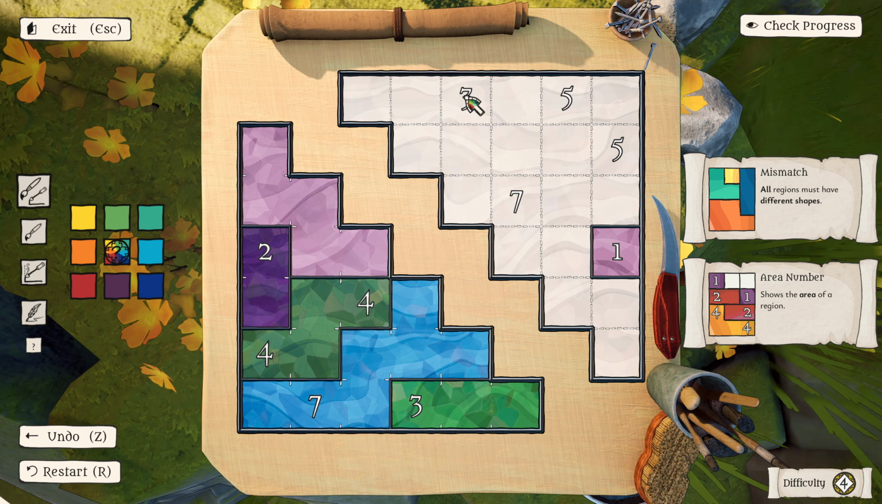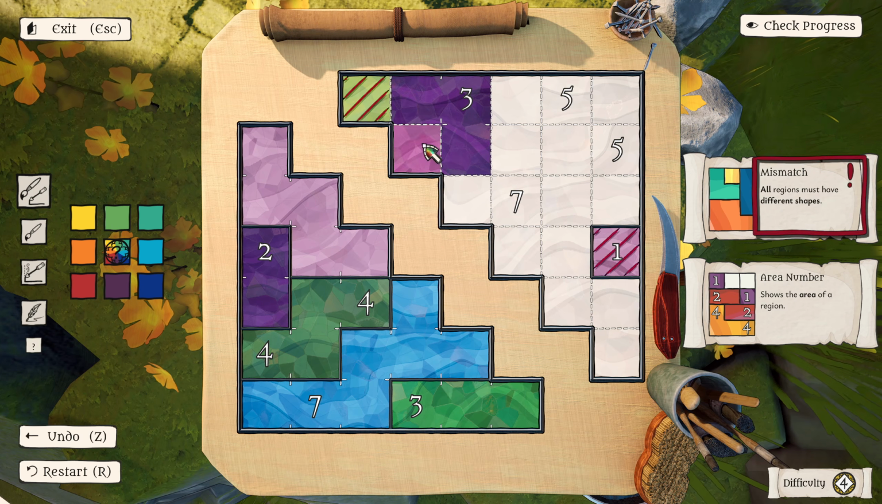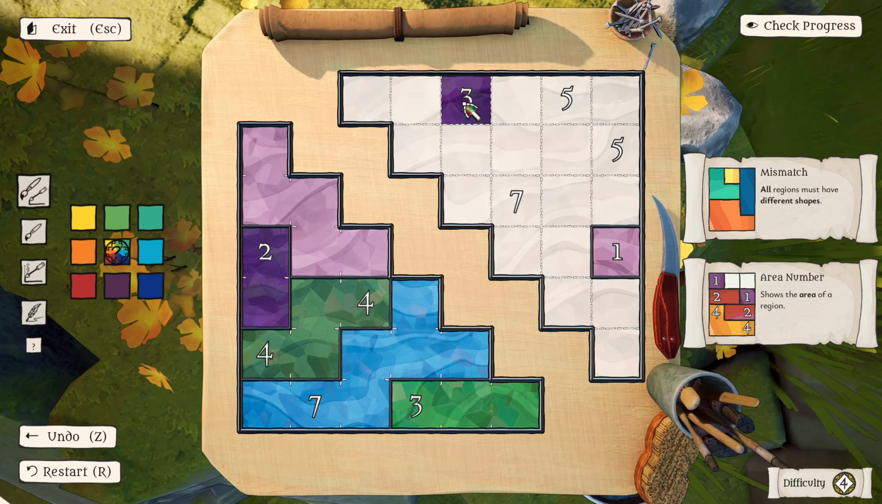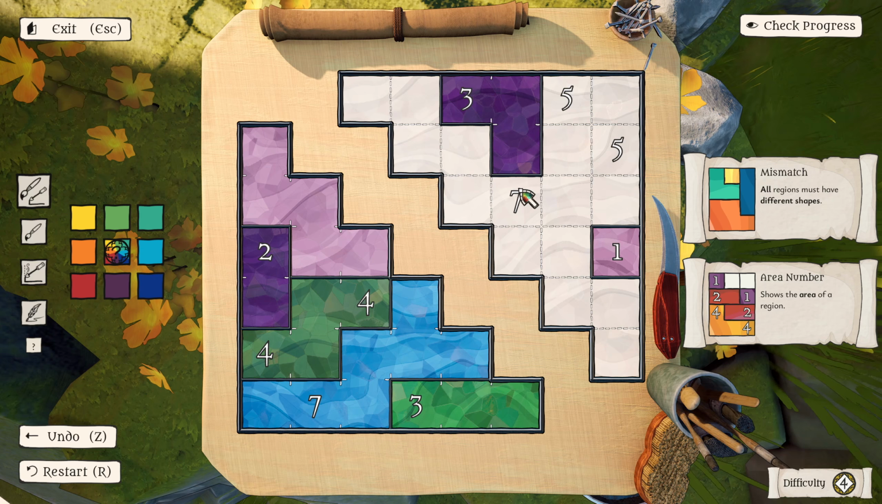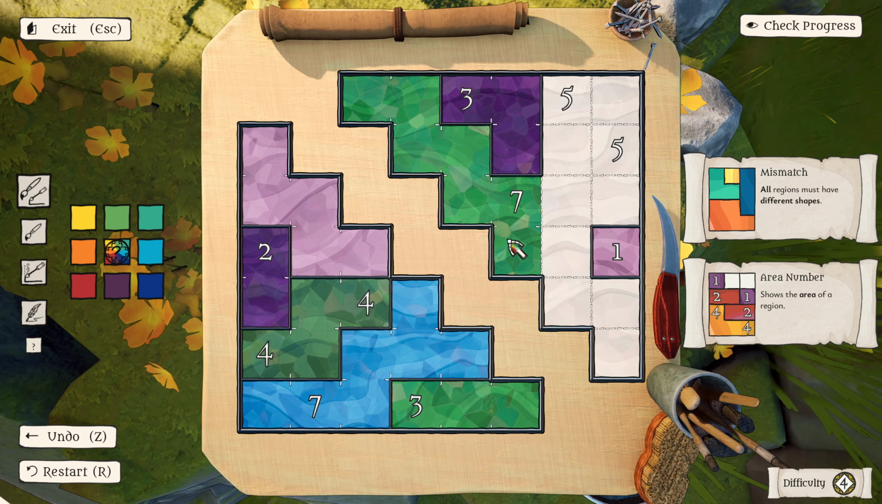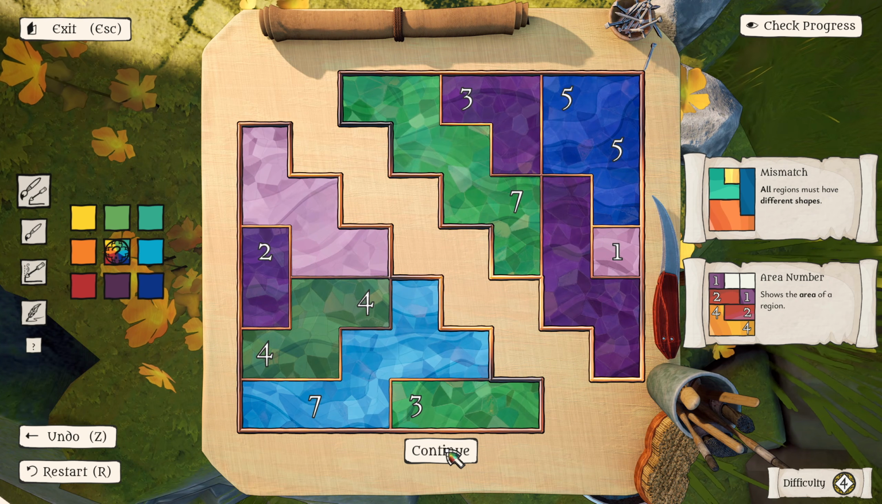So this 3 must be hooked. It has to be hooked in a way that doesn't make a 1. Or 2 1s. Or another 3. So that's the 3. 1, 2, 3, 4, 5, 6, 7. Alright, we solved a puzzle to end the video.